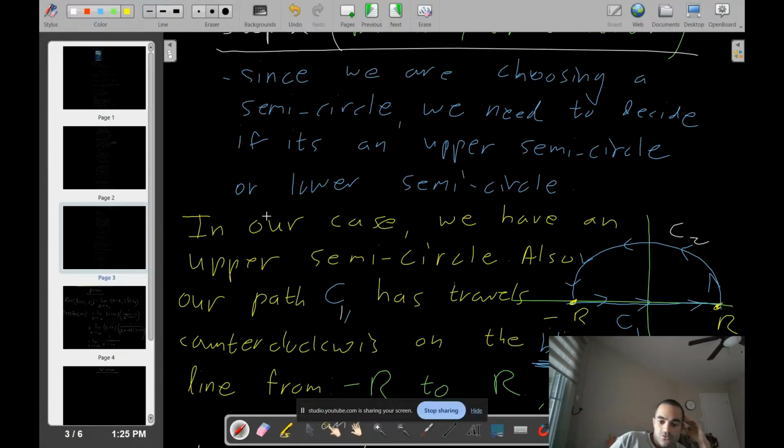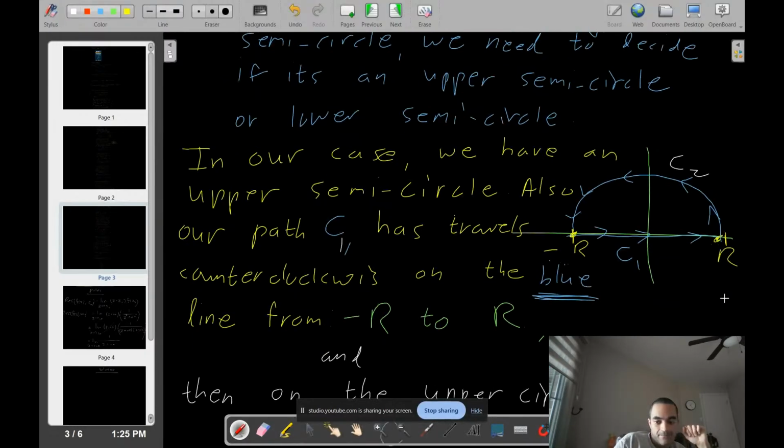Our upper semicircle, not only is it a semicircle, but it starts off from minus r to r. Let's say r is some radius of the circle. I labeled over here on the axes, negative r is this part, positive r is this part. And I'm going from minus r to r, so I'm drawing a blue line on my x-axis. That will be contour C1.